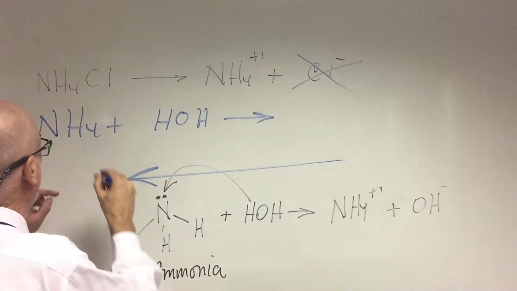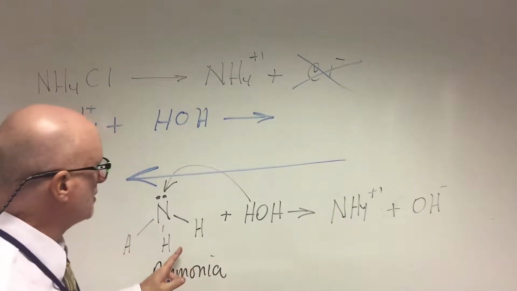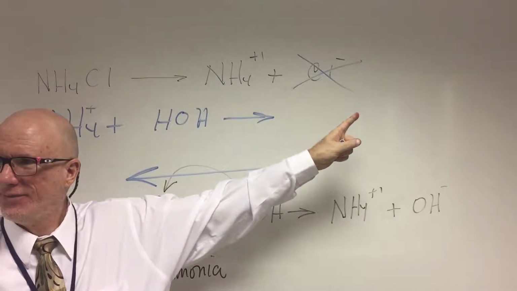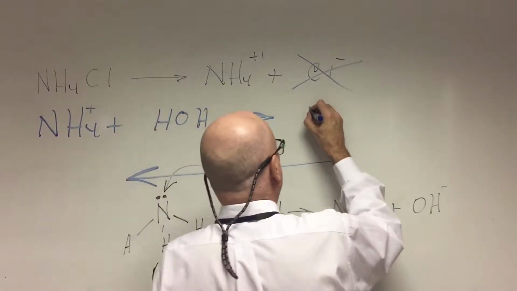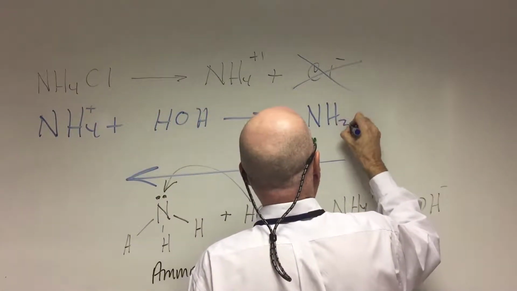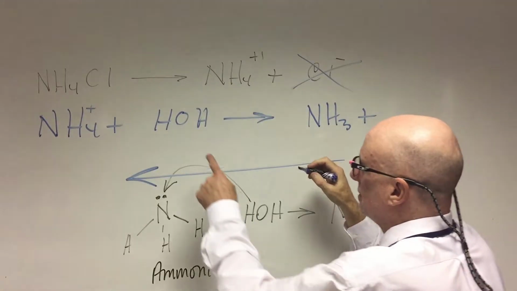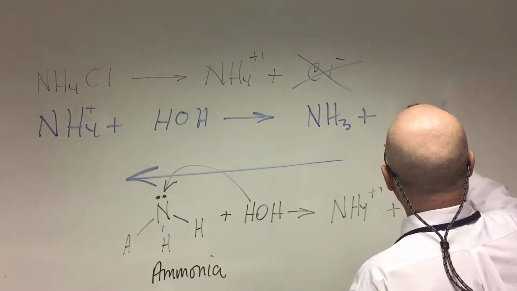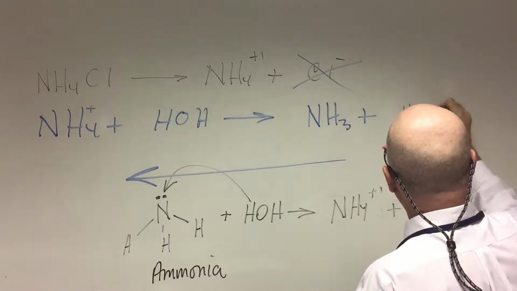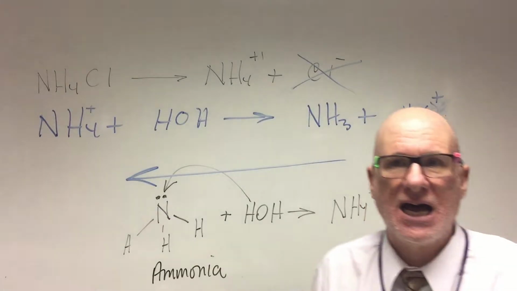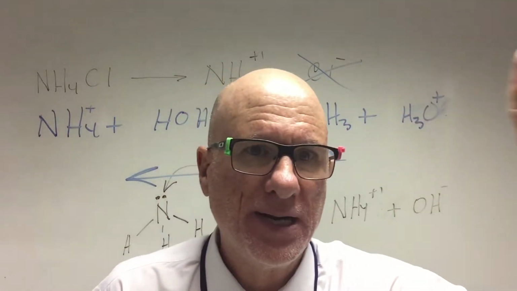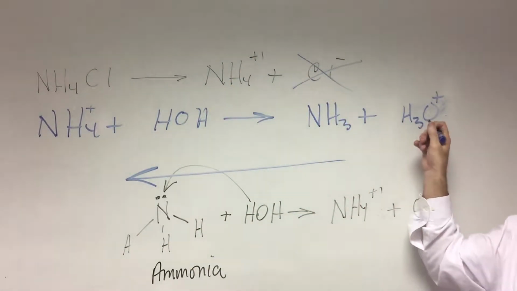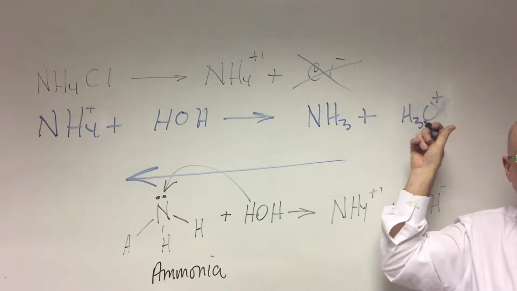Okay. So, if this way is preferred, what is this going to become? Isn't it going to be NH3 plus, I'm going to put a hydrogen on here, and I'm going to have, because an acid is not necessarily the production of hydrogen ion. It's the production of the hydronium ion. That's really important. You get that?